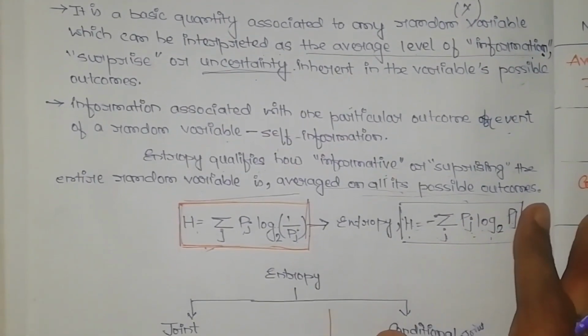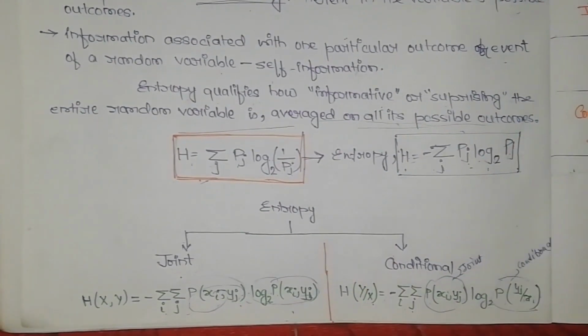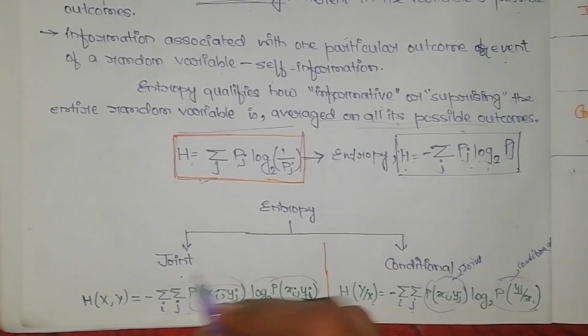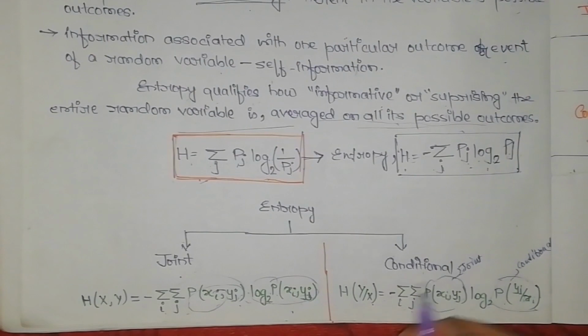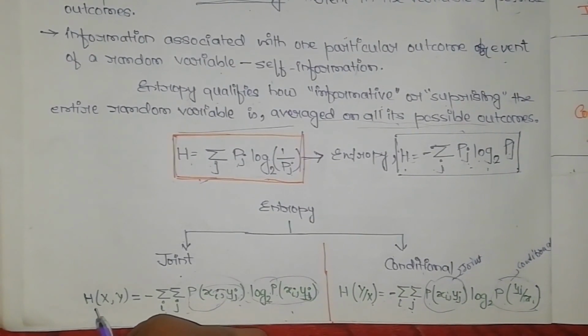Now entropy can be of two types. The first one is joint entropy and the second one is conditional entropy. Joint entropy is denoted in this way.